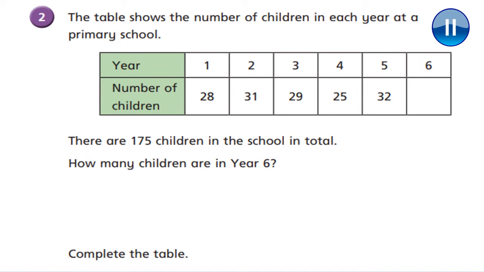And question 2. This table shows the number of children in each year at a primary school. The years along the top, year 1 through to 6, and the number of children are shown underneath, although our data for year 6 is missing. We are told that there are 175 children in the school in total. Using this information, can you work out how many children there are in year 6?